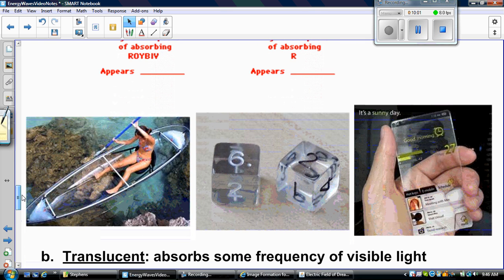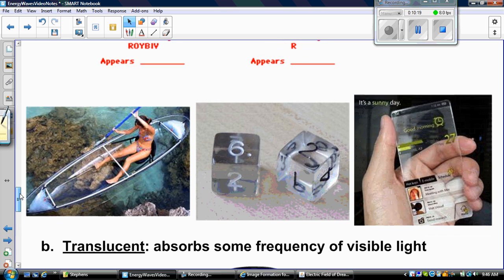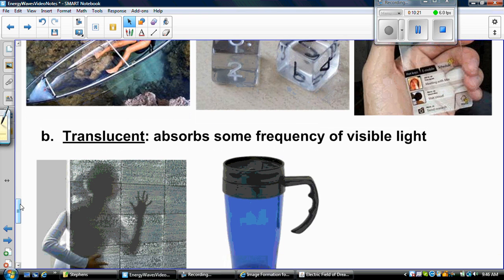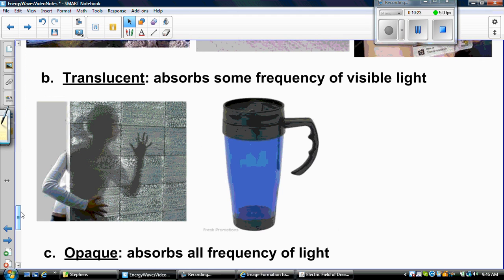Transparent matter is going to let all or most frequencies of light go through. So if you look at these objects, they're letting all frequencies of light travel through so that you can see them, and that's a transparent object or matter. Translucent absorbs some frequencies of visible light, but not all. So you can sort of see through these and see some of the light that gets transferred through. These are examples of translucent objects.